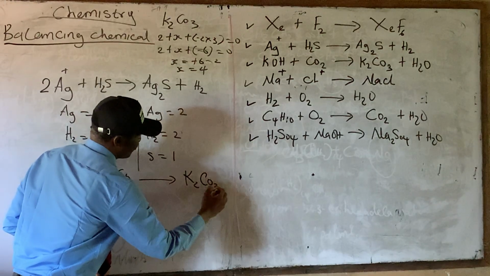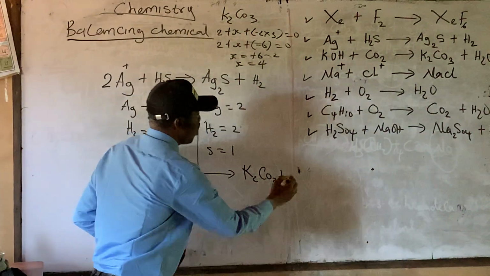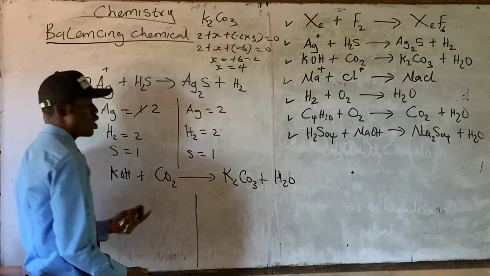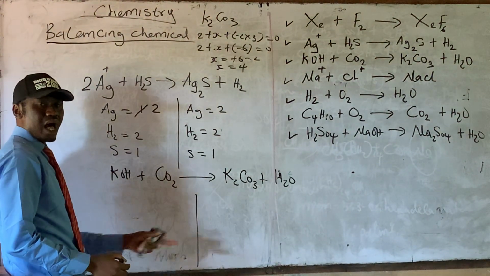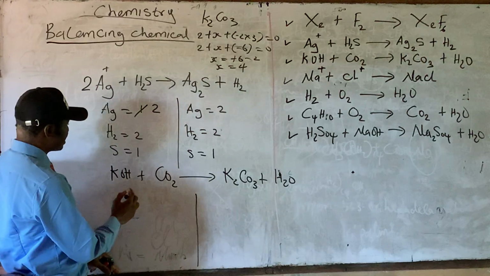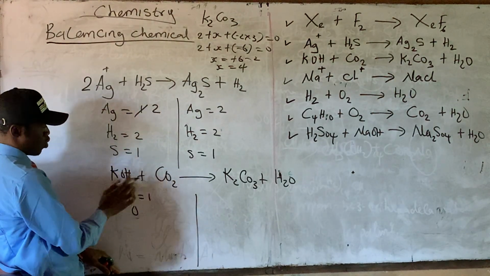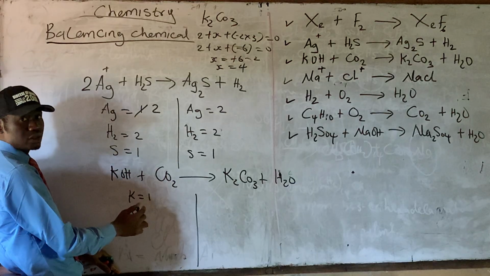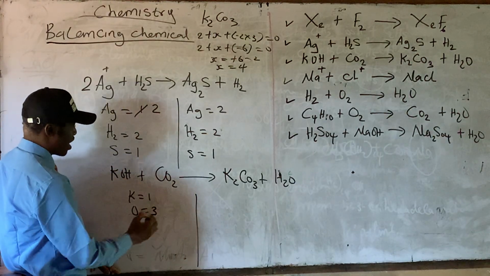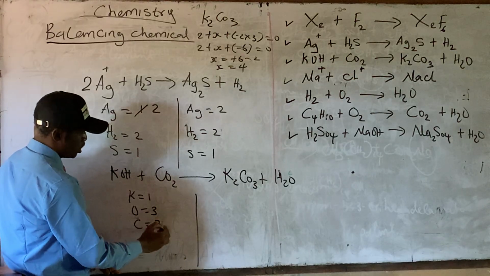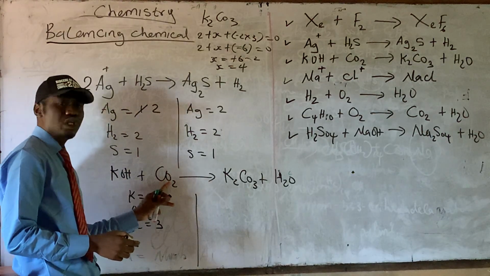So let's write it there. Potassium trioxocarbonate 4 plus water, H2O. Let's list out the number of atoms of elements on the reactant side and on the product side. On the reactant side, we have 1 potassium. Oxygen is 1 plus 2: 1 here, 2 here. 1 plus 2 is 3. Carbon is 1. The subscript affects only oxygen.